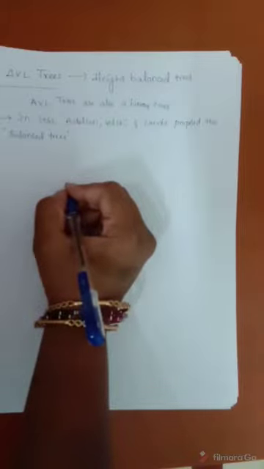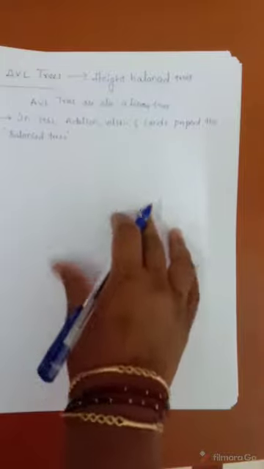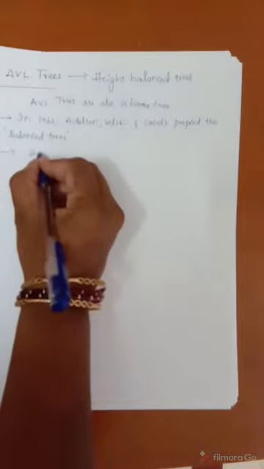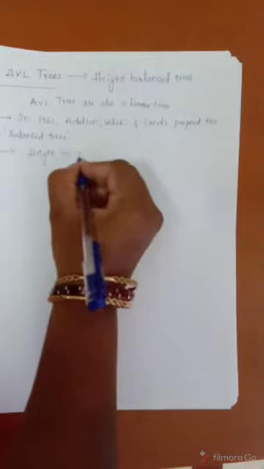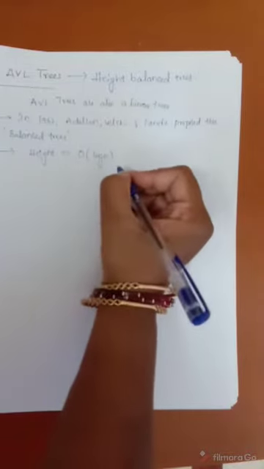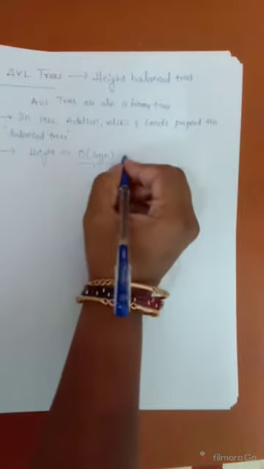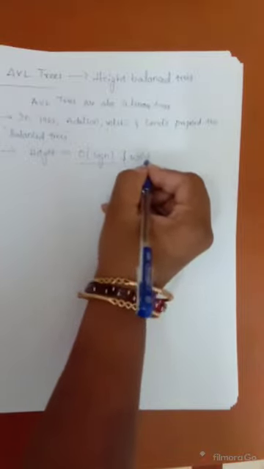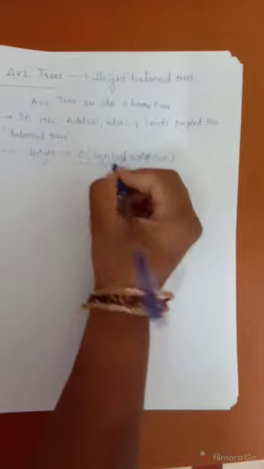An AVL tree is also a balanced tree, and the height will be of the order of log n in the worst case.